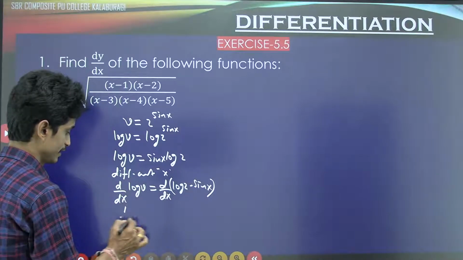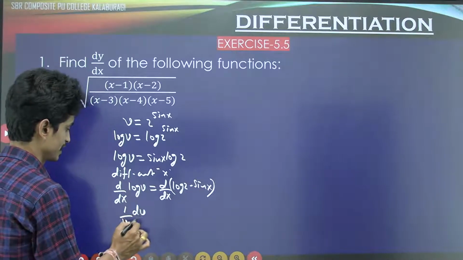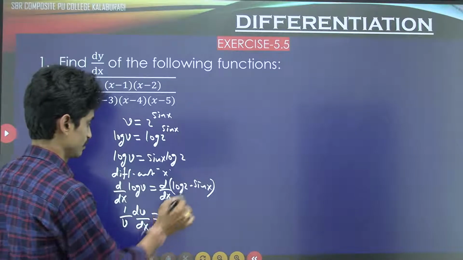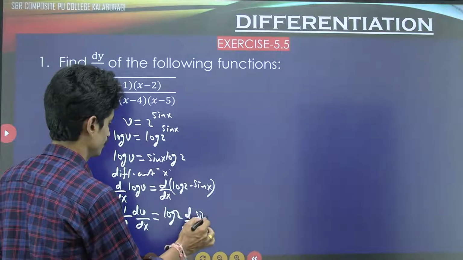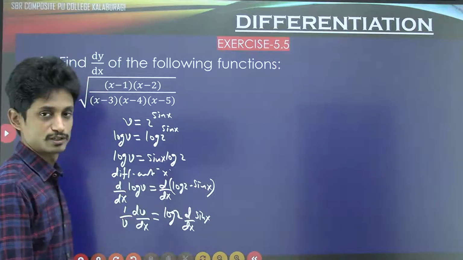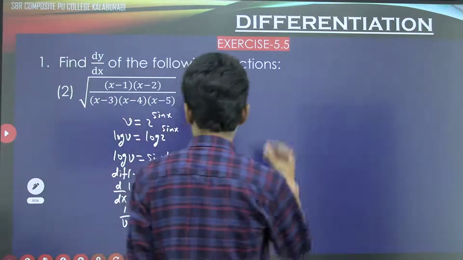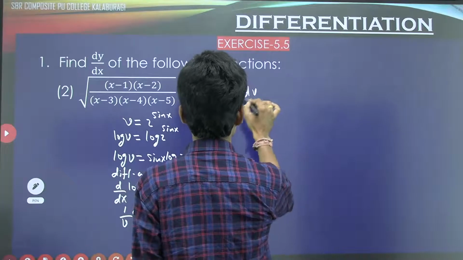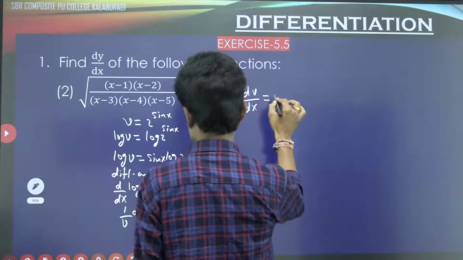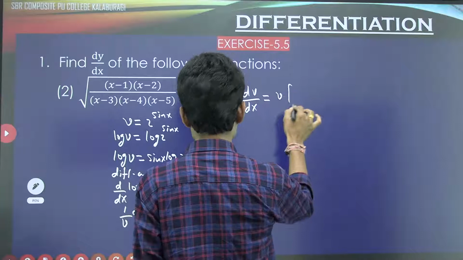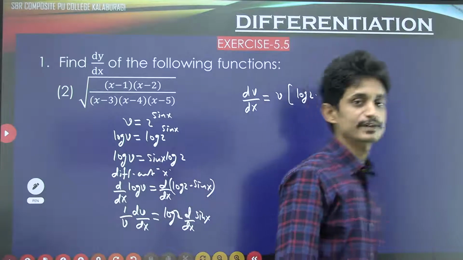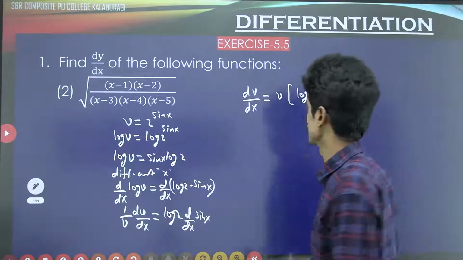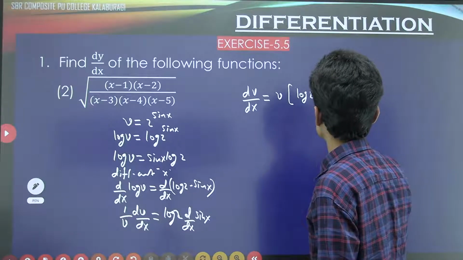Now log v derivative will be 1 by v with dv divided by dx, and on the other side log 2 into d by dx of sine x. Only for one function we have to differentiate. No need to take the u into v rule here. Now dv divided by dx is equal to v times of, this is log 2 into what is the derivative of sine x, that is cos x. So I can write here cos x.